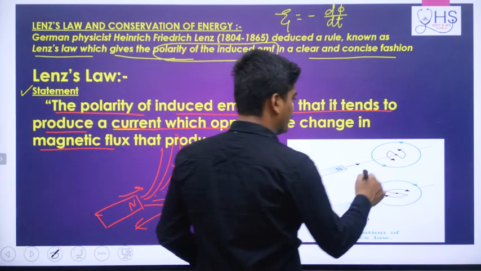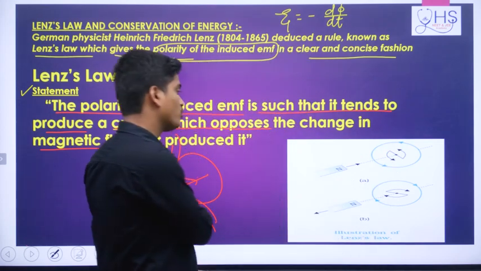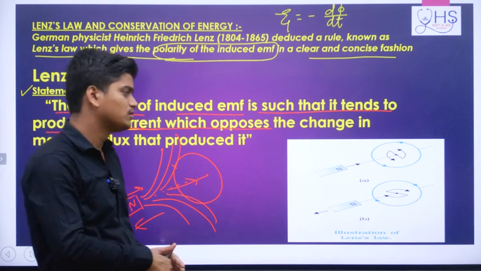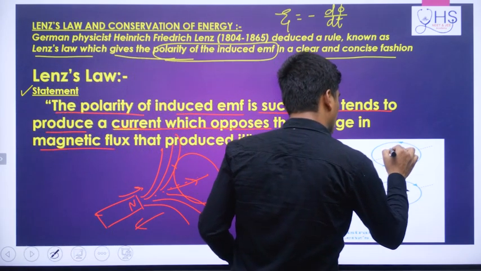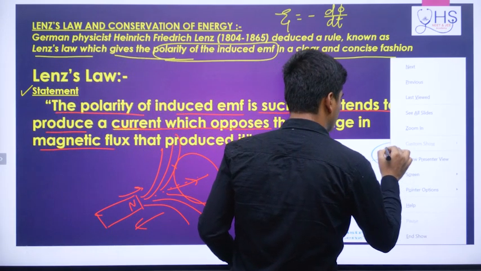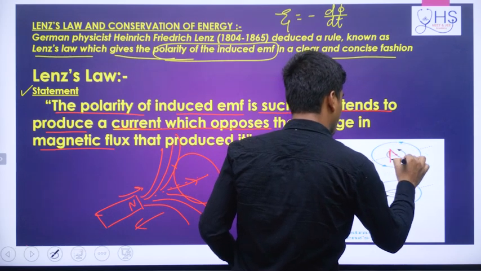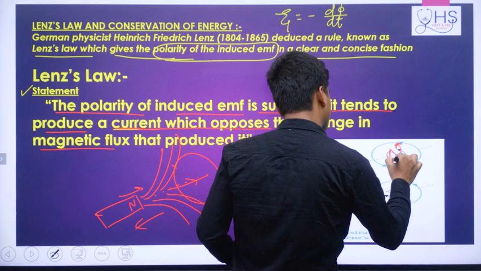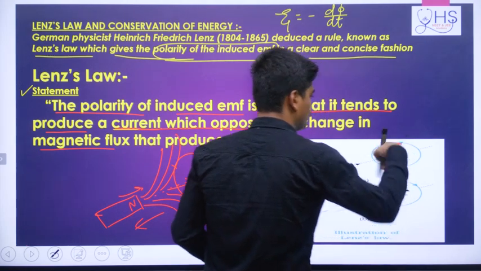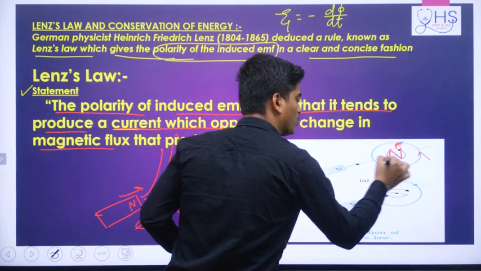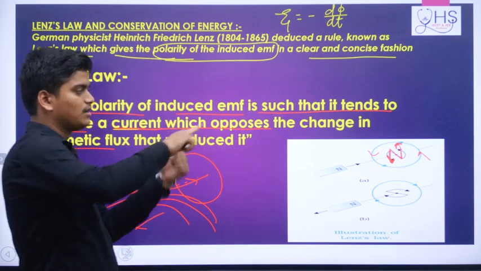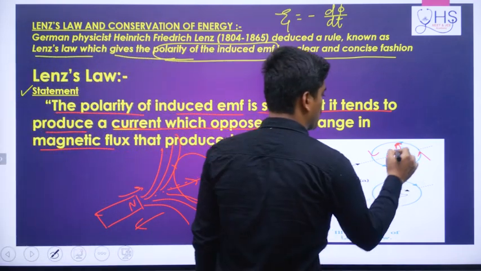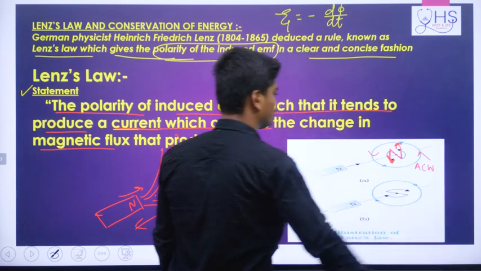So that's why what will happen? It will try to repel this north pole. A north pole can be repelled by another north pole. So here you draw an N like in the picture, then you give arrows like this. Let us say you draw arrows like this, that means your current will flow this way. Okay, so this current is anti-clockwise. So an anti-clockwise current is forming here.